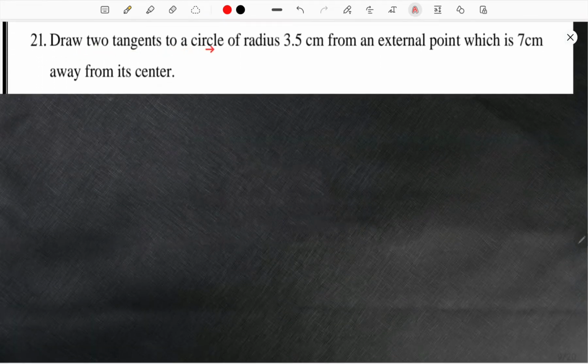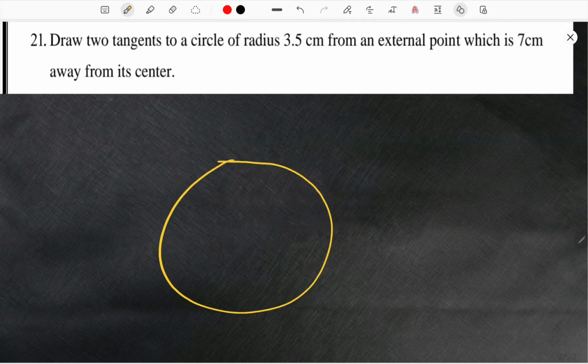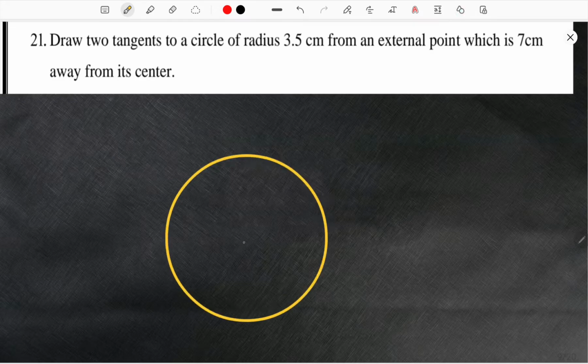Draw two tangents to a circle of radius 3.5 cm from an external point which is 7 cm away from its center. Alright, so as I got to know, there is a circle of radius 3.5 cm. For example, this is a circle of radius 3.5 cm and here is the center. Let us take it as O. Alright, so you have to draw two tangents to a circle of radius 3.5 cm from an external point which is 7 cm away from its center.